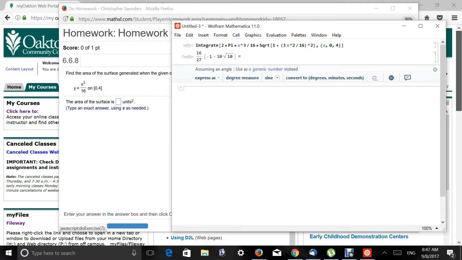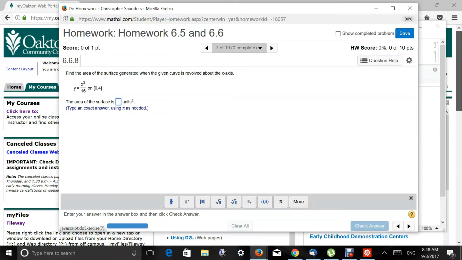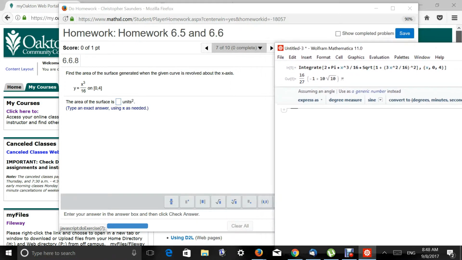So notice that looks very similar to the one that we did on the board. That's because the one that I did on the board a minute ago was similar with just slightly different numbers, but we get the same basic idea out of that. If you enter this into MyMathLabs, it will say that it is correct. So let's just check that out and make sure.